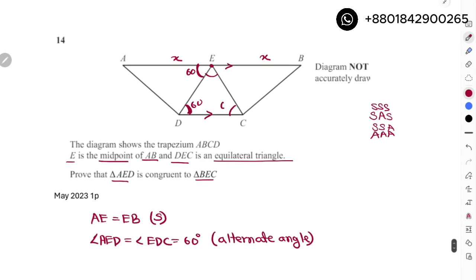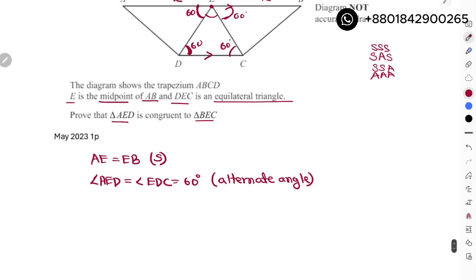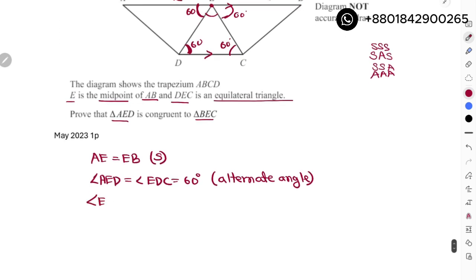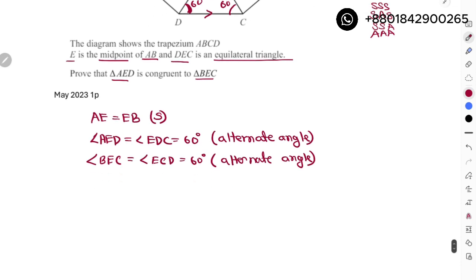And again I can say that if this is 60 degrees, this one is also going to be 60 degrees, which is EBC and ECD. So angle EBC, sorry, it will be BEC. BEC is equal to angle ECD. This is also 60 degrees, similar reason, alternate angle. Even though they're not equal to each other, they have the same magnitude. So we can say that angle AED is equal to angle BEC, right?